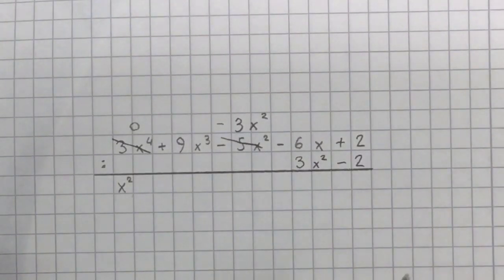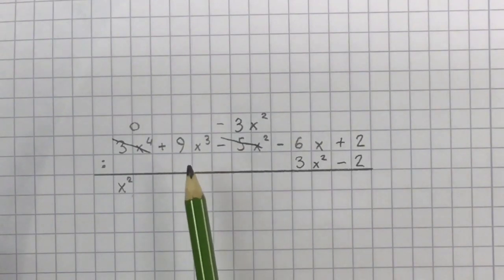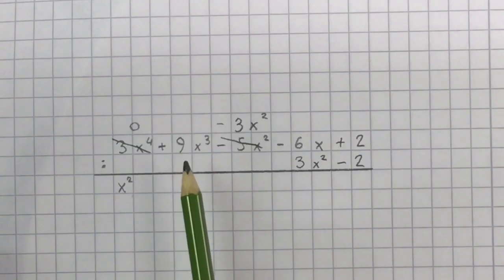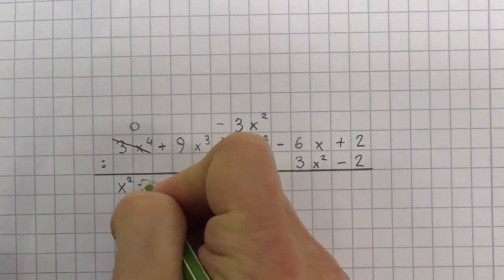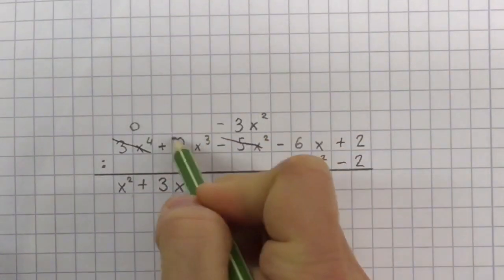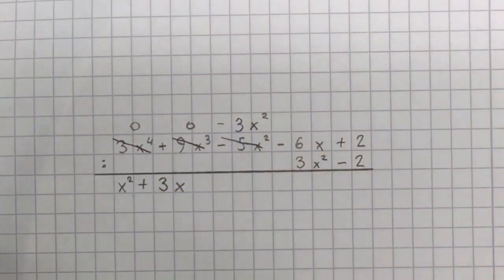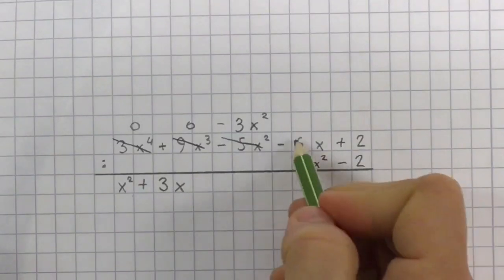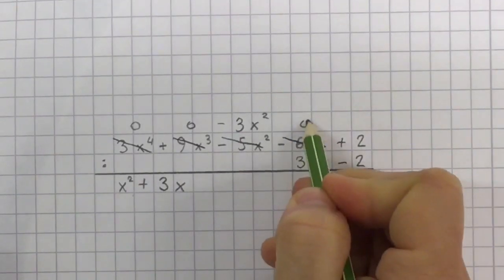Okay, moving on. So we have 3x squared. We're going to look, what do we have to multiply it with to get 9x to the power of 3? 3x. We can remove that. 3x times minus 2 is minus 6x. Okay, so it takes out this one completely.